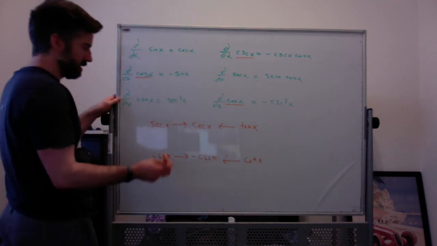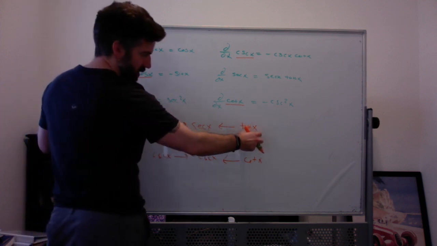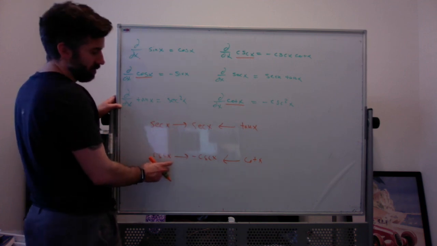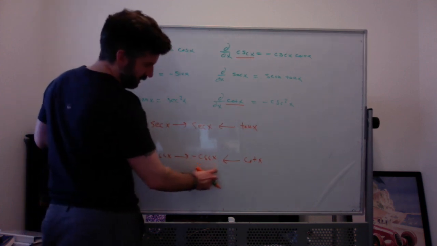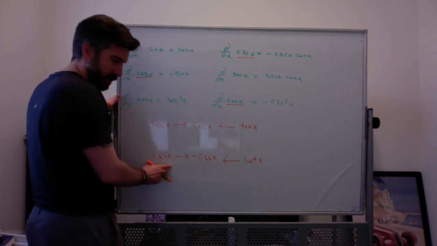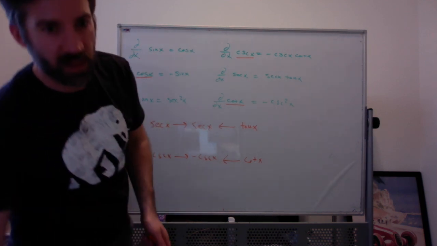So the way they did this is they say, what's the derivative of secant x? It's secant x times tangent x. What's the derivative of tangent x? It's secant x times secant x, or secant squared x. Works for this too. What's the derivative of cosecant x? It's negative cosecant x times cotangent x. What's the derivative of cotangent x? It's negative cosecant x times cosecant x, or negative cosecant squared x. So there are the trig derivatives in their entirety.